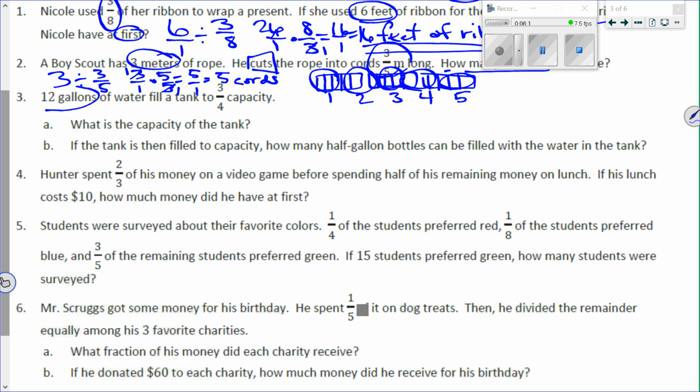Okay, next one, we've got 12 gallons of water to fill a 3/4 tank to capacity. So this is kind of like our first one. Is this the whole or the part? The part, right? So I got the 12 being divided into the 3/4. So again, I have to keep, so I'm now making a whole number or an improper fraction. Change to times, flip, 4/3. I have one reduction, I can divide both those by 3. 4 times 4 is 16, 1 times 1 is 1, meaning 16 gallon capacity.